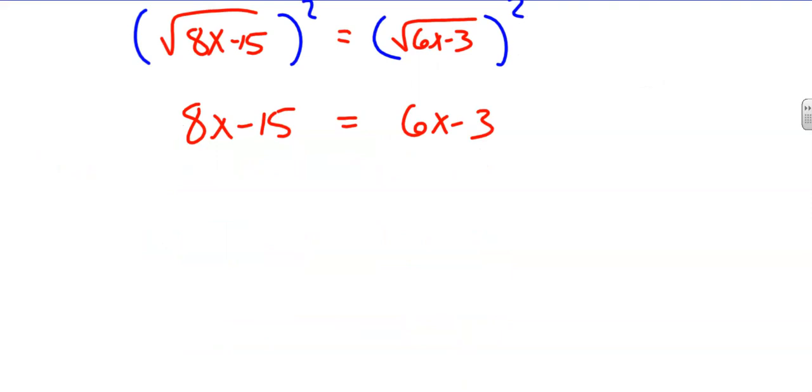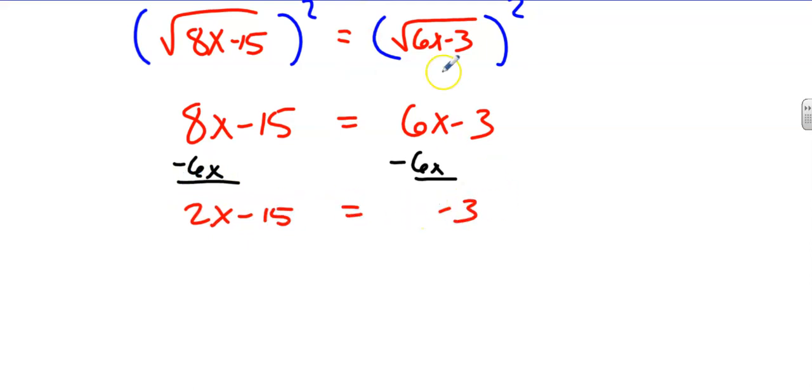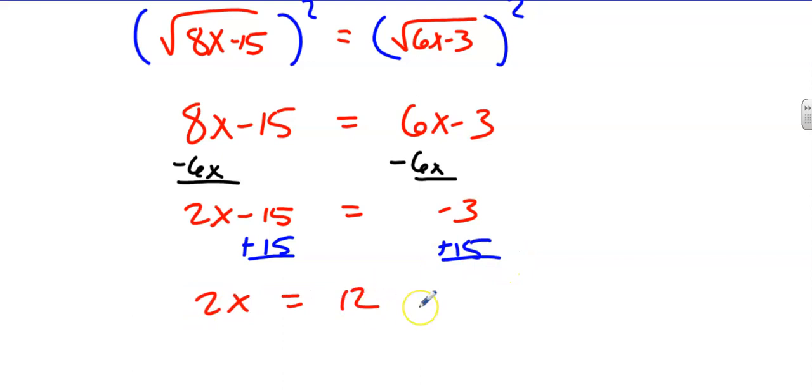And from there, it's just a regular equation. You're going to get your x's to one side, get your numbers to the other side, and divide those two numbers so you get x equals 6.